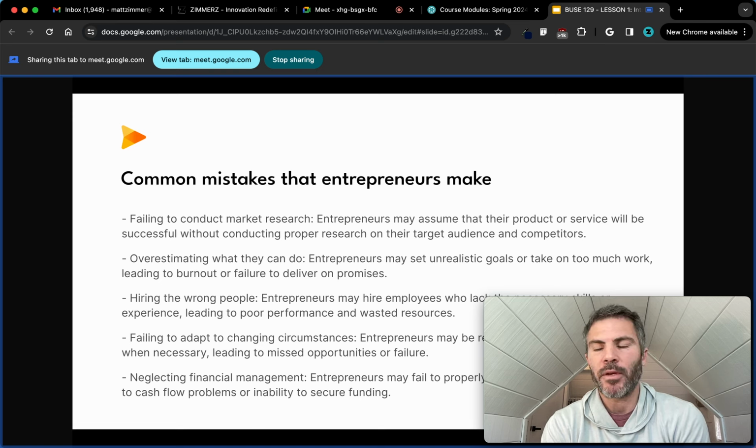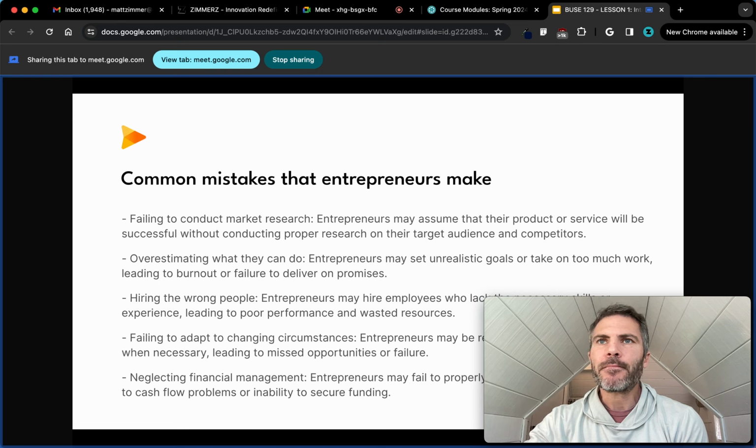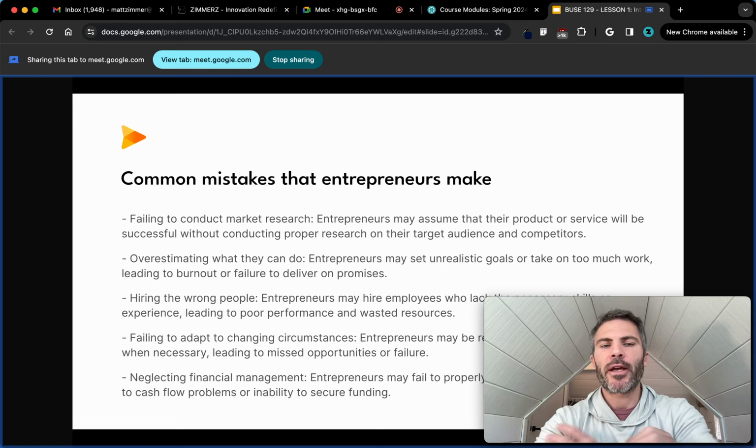Overestimating what we can do. So being overly optimistic, not accounting for the time that things take, and not setting those ratcheting steps appropriately, can lead to a lot of burnout.